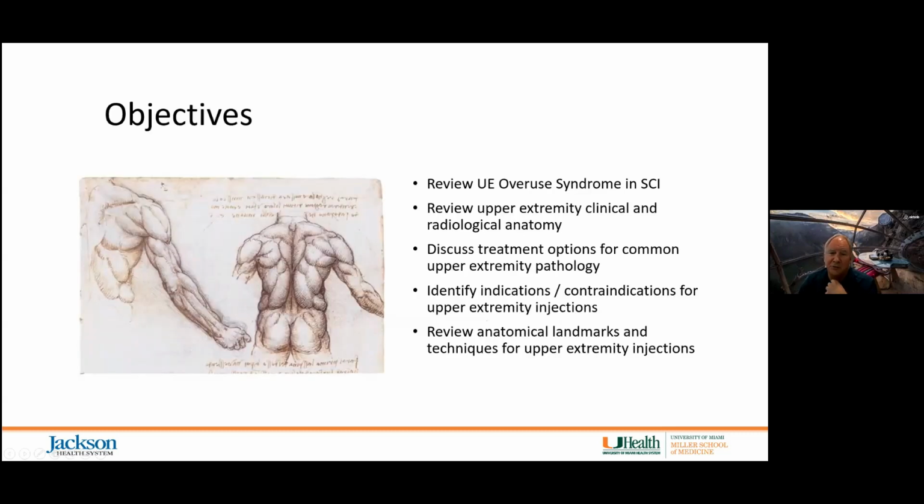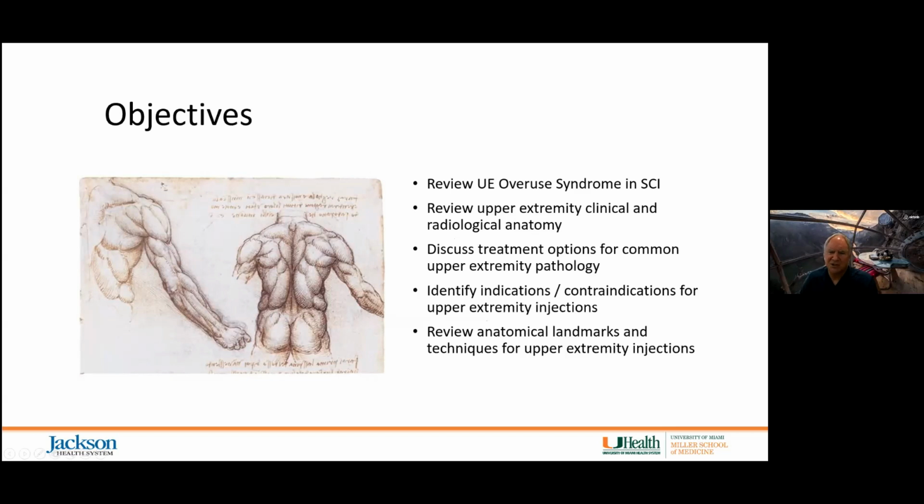As we go through this, we're going to discuss upper extremity overuse syndromes. That'll be musculoskeletal as well as neurological. We'll talk through upper extremity clinical and radiological anatomy. I think it's especially important for our PM&R residents to recognize the upper extremity overuse issues with our folks. Typically they are going to require more aggressive interventions, and so we'll talk through that a little bit.